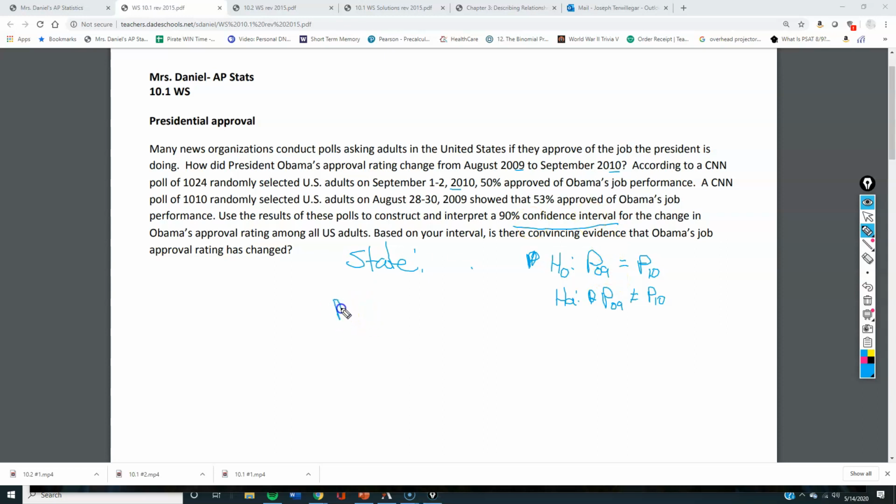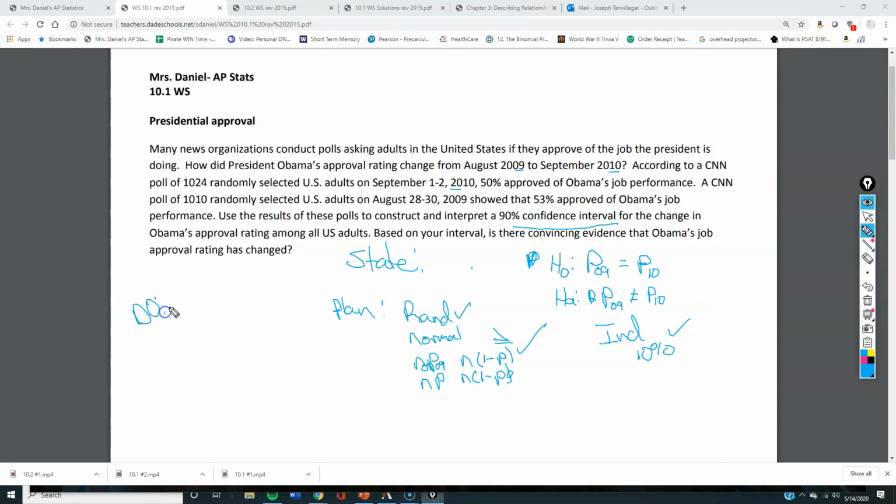Let's check conditions. So let's plan. Is it random? Yeah, it's random. It told us. Is it normal? AKA, we're looking at N09 times P09, N09 times 1 minus P09, N10 times P10, and N10 times 1 minus P10. And yeah, those are all bigger than or equal to 10, right? And is it independent? Is 2,000 or 1,000 people less than 10% of the population? Yeah, so it's independent.